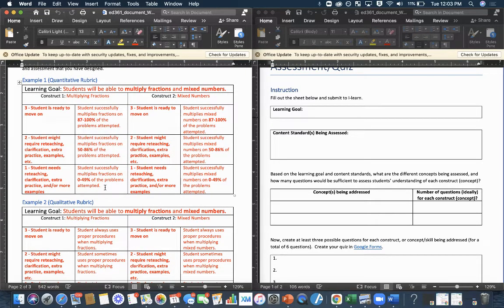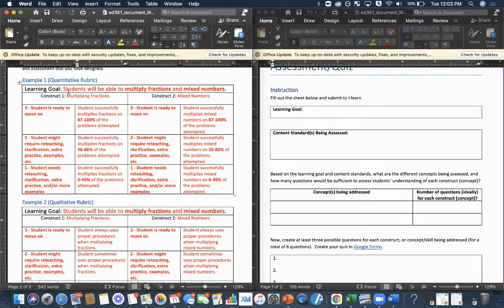If your questions lend themselves to just trying to see how many they get correct, you might consider using this rubric right here, the quantitative rubric. For example, the top level could be if they complete 4 out of 5 problems, or 87 to 100%. And then the next level could be 50 to 86%.